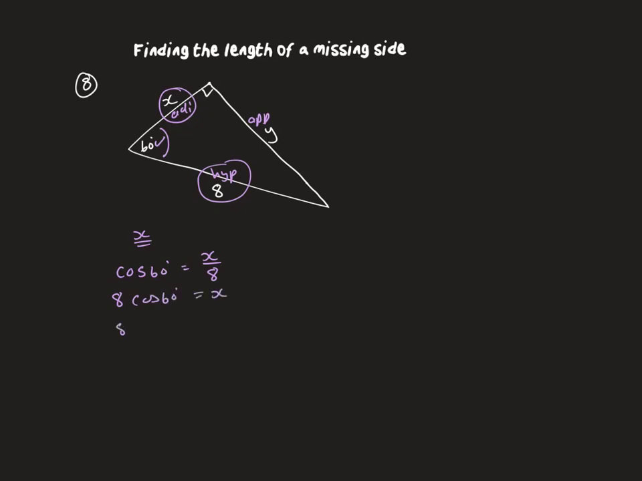And what is cos of 60? If we ask you not to use a calculator for this, it means you must know those special angles. Cos of 60 is the same as sine of 30, which is equal to a half. And what is 8 times a half? That is equal to 4 units.